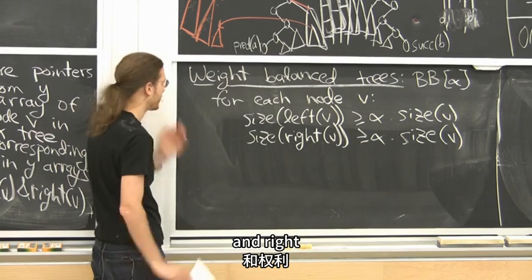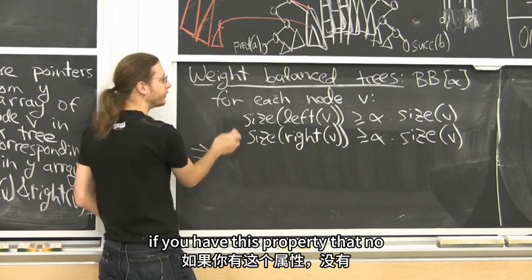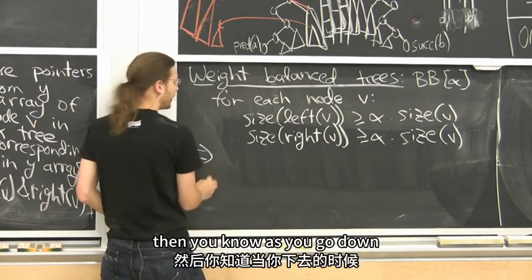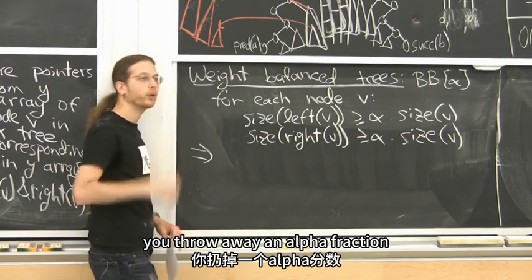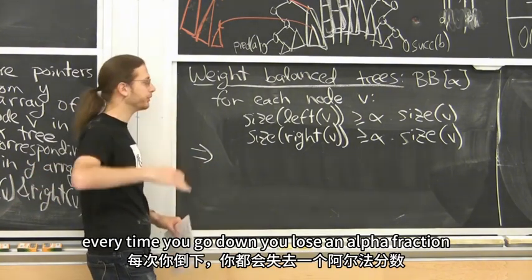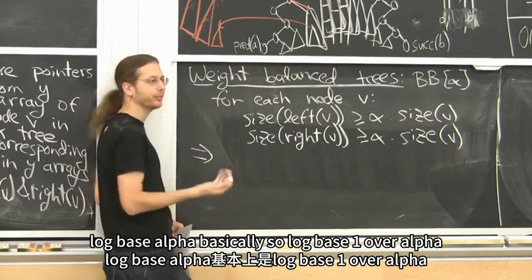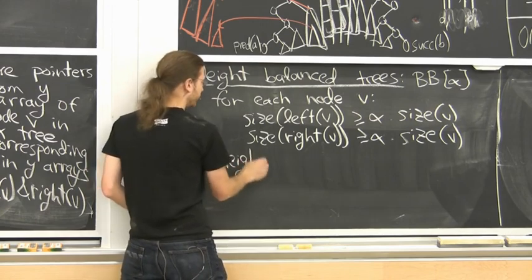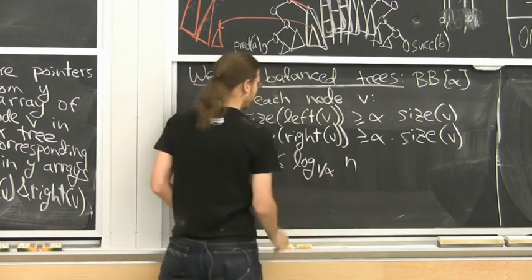And right, the nice thing about weight balance is they imply height balance. If you have this property that neither your left nor your right subtree are too small, then you know as you go down, every time you take a left or right child, you throw away an alpha fraction of your nodes. So initially you have all the nodes. Every time you go down, you lose an alpha fraction. How many times can that happen? Log base alpha, basically. So log base 1 over alpha. So the height is log base 1 over alpha of n.